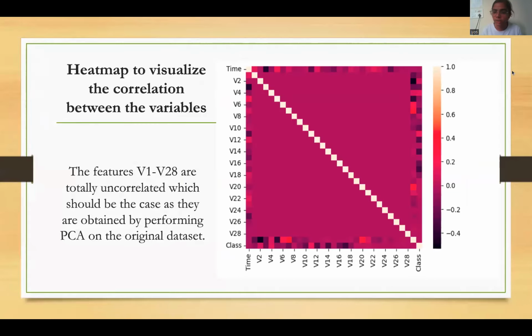So now let's visualize it with a heat map. A heat map basically shows the correlation between the variables. Correlation means it shows how one variable affects the other variables, how they are affecting each other. As we can see, V1 and V28 are totally uncorrelated. They are not affecting each other.